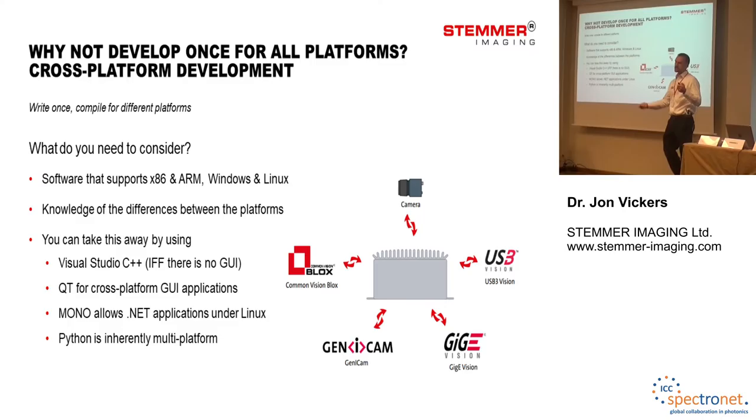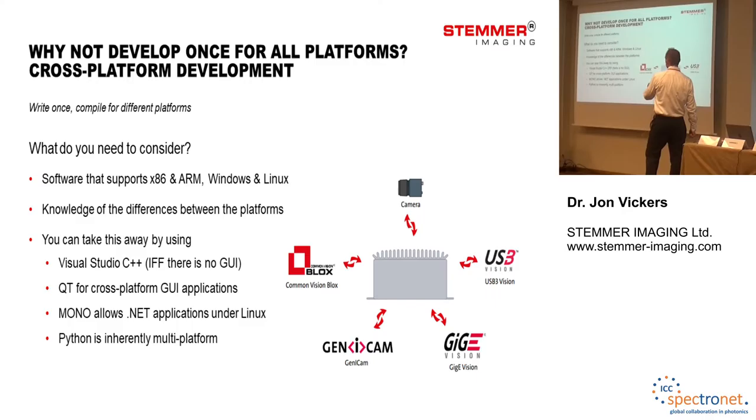So what do we need to consider? Well, we can consider Windows and Linux on PC. This gives us a little crossover as well. But also, we need some software that supports the x86 processors and ARM processors. This is the big one. And we know there are some differences. We already touched on them. So you need to have some knowledge of the differences between platforms. Or you can ignore it if you take some things into account.